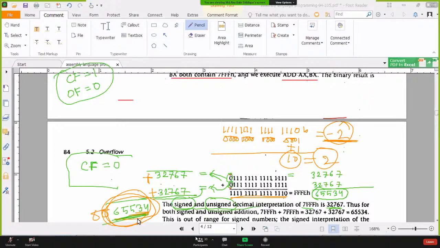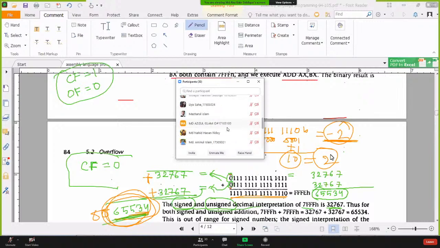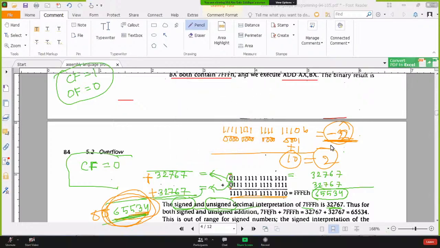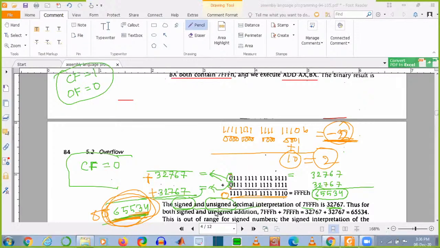But in 16 bit, you cannot store the exact result. Rather, you have to store the -2 in 16 bit. That's why there is sign overflow, because in 16 bit it is not possible to store 65534 for a signed number, because you have to put MSB 0. How can you put MSB 0 here? It is not possible to put MSB 0 in 16 bit.